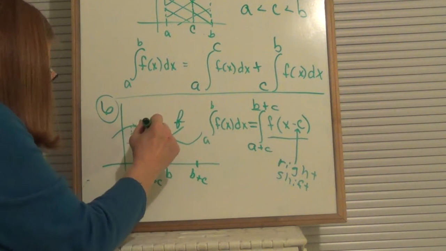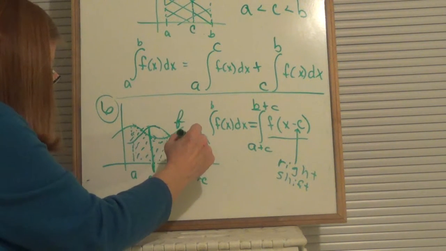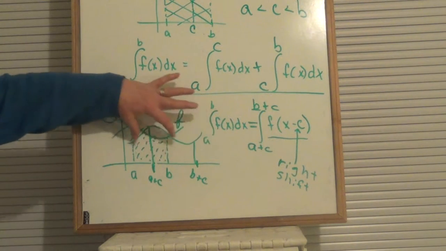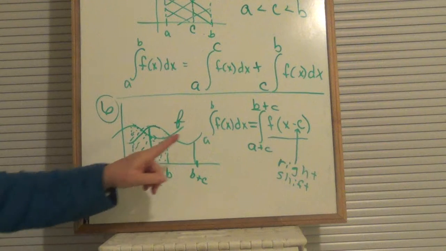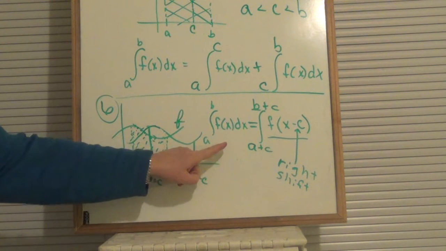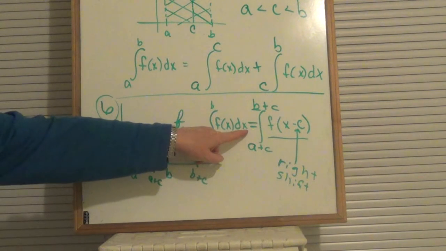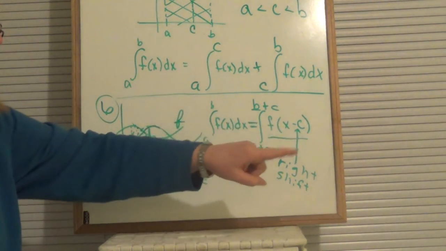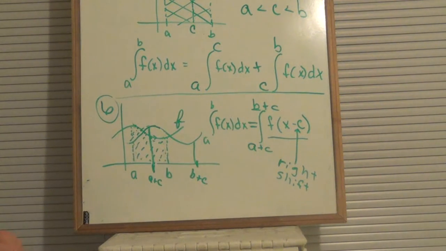So let's look at the area under the curve from A plus C to B plus C. Can you see it's an exact replica of what I had dotted over here? It's just shifted over. So this principle is always true. The integral from A to B of f of x dx is the same as the integral of f of x minus c, indicating a right shift, from A plus c to B plus c. Same old integral, same area.